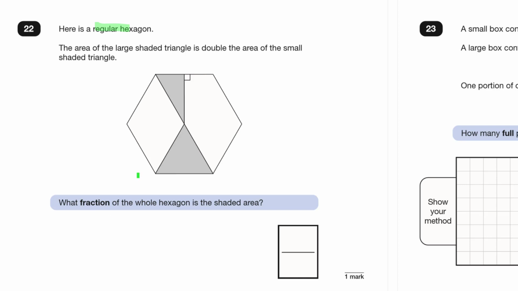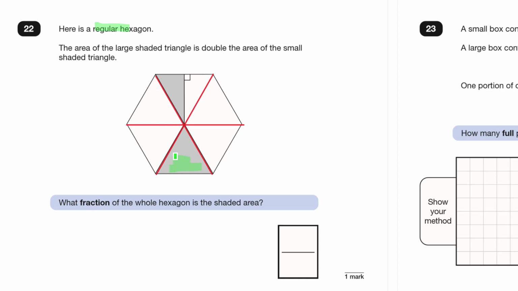Okay, let's look at what we know. So we know that a hexagon has 6 sides, and being a regular hexagon means that all the sides and angles are the same. Now, if I just do this, I can show you how this shape can be split like this into 6 identical triangles. Okay, every triangle is identical.